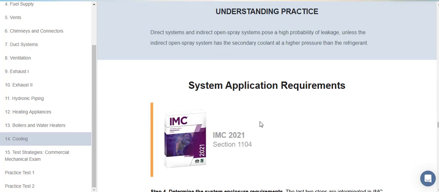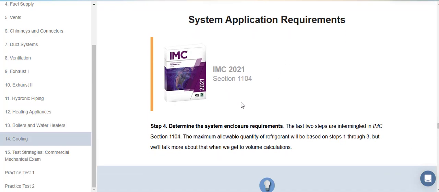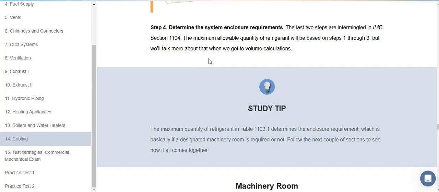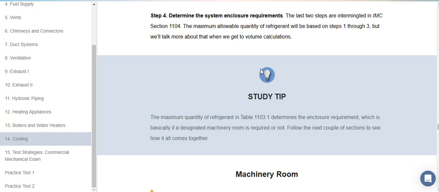pressure than the refrigerant. System appliances requirement, International Mechanical Code 2021, Section 1104. Step 4 determines the system enclosure requirements. The last two steps are intermingled in International Mechanical Code Section 1104. The maximum allowable quantity of refrigerant will be based on steps 1 through 3, but we will talk more about that when we get to volume calculation.